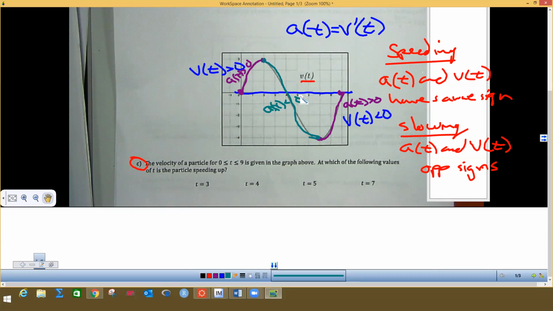At t = 5, so if I look at 5, which is right here, v(t) is less than 0 because it's below, and the graph is decreasing at this point. So t equals 5 is our solution to C.